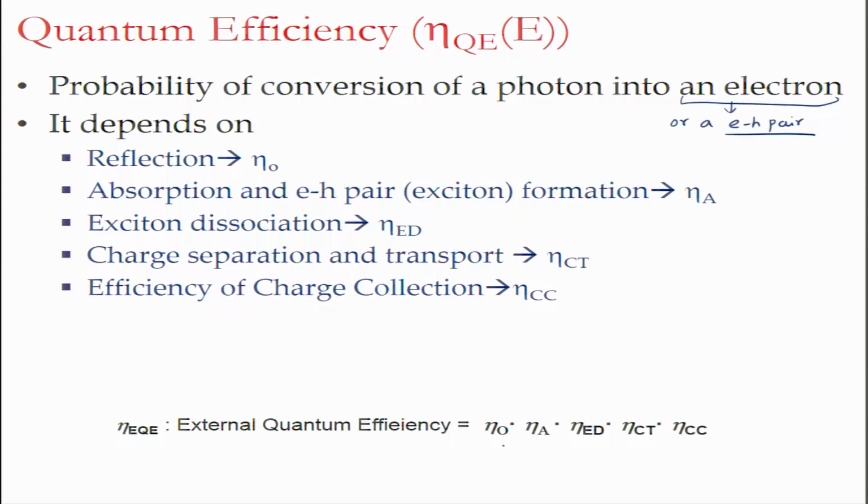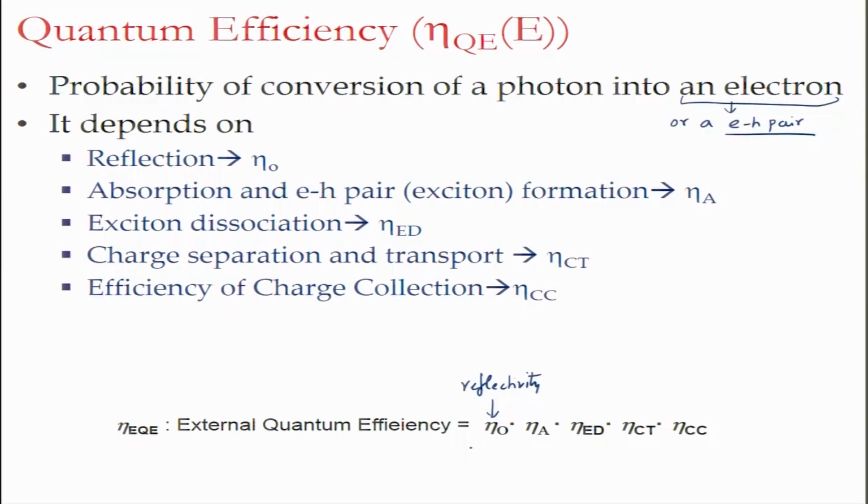So you can see each of these is an independent factor determined by various factors. So eta O is going to be determined by the reflectivity of the top surface, okay, and that is why in the solar cells we use nowadays anti-reflection coatings, especially for silicon and other kinds of solar cells, not so much for organics and perovskites.